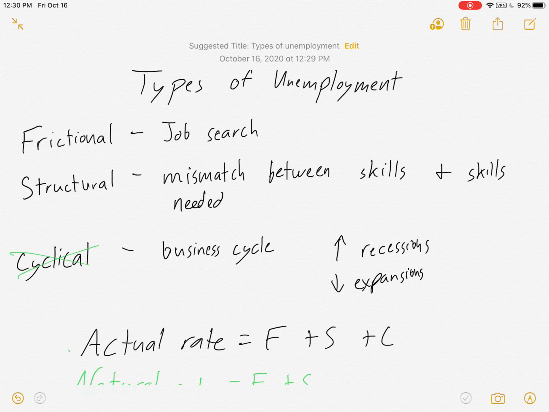But if it's about frictional unemployment, our policies would instead have to focus on a way of speeding up the job search process for people. Or if it's about structural unemployment, we might be talking about changing minimum wage or changing labor laws. And that's a different issue entirely.